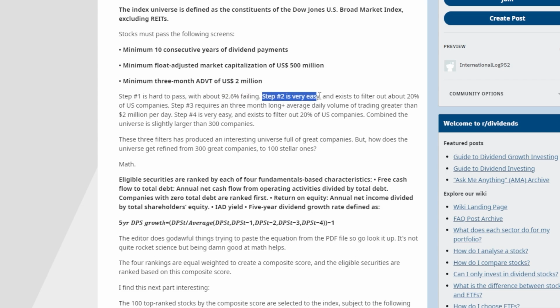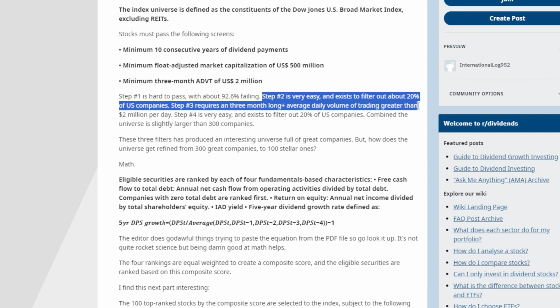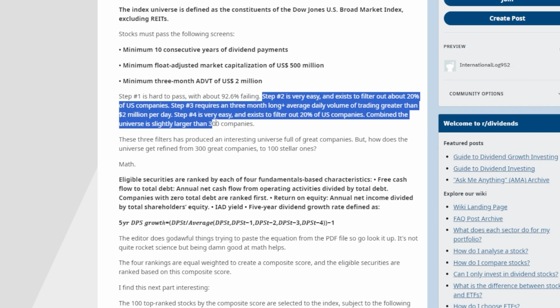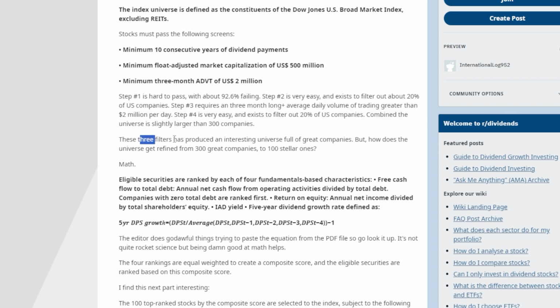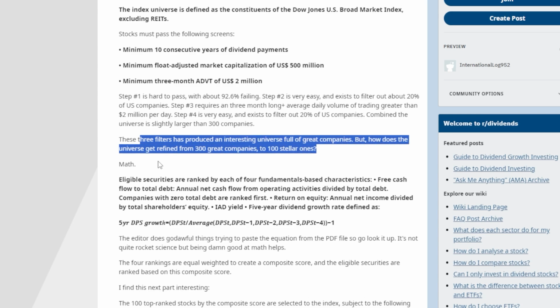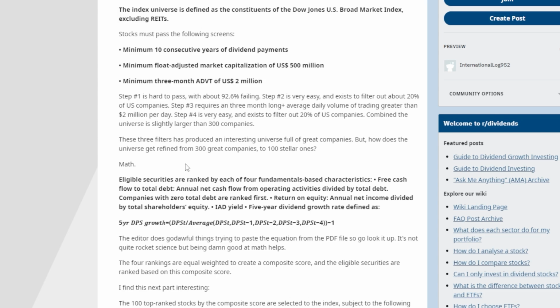Now, step number 2 is very easy and exists to filter out about 20% of US companies, and step 3 requires a 3-month-plus average daily trading volume greater than $2 million per day. And step 4 is very easy and filters out 20% of US companies. The combined universe is slightly larger than 300 companies. These 3 filters produce an interesting universe full of great companies. But how does the universe get refined from 300 to 100 stellar ones?